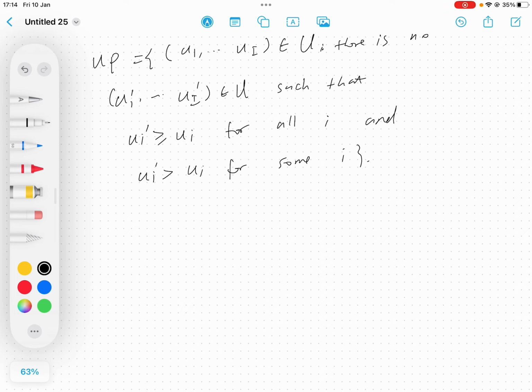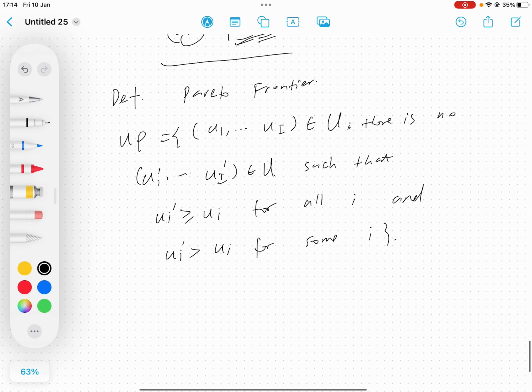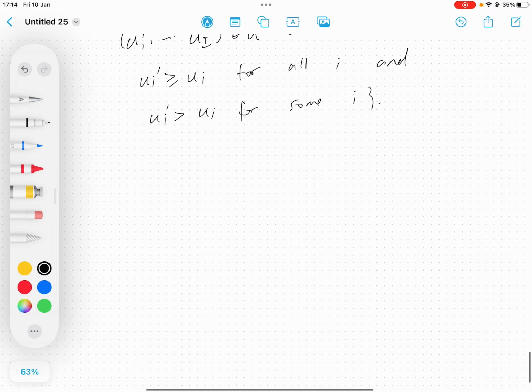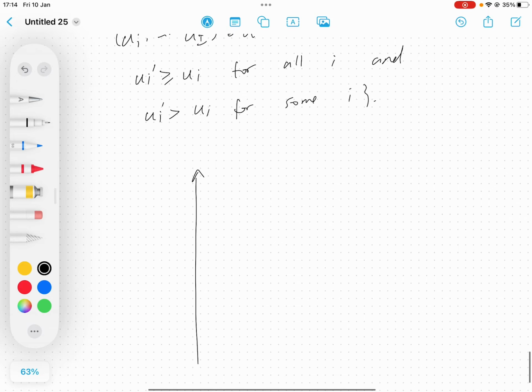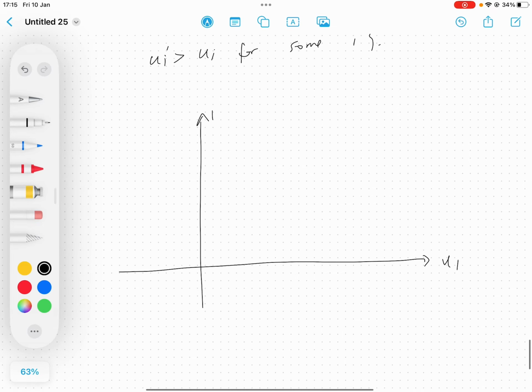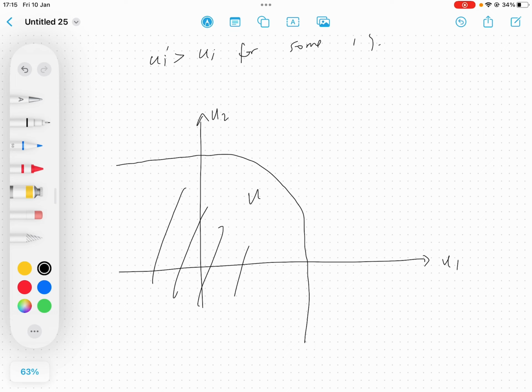Okay, and for example, let's have a little figure, which is also given in the textbook. We're going to have u_1 and u_2, okay? So this set U is sort of like this, okay? So all those areas are in the set U, okay? And this is an example of a convex utility possibility set.